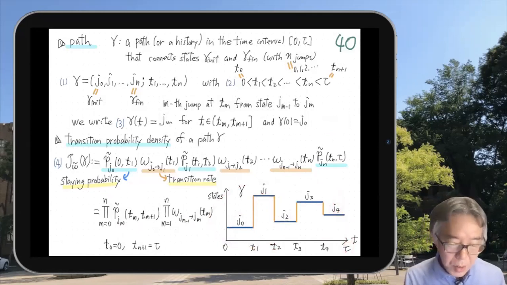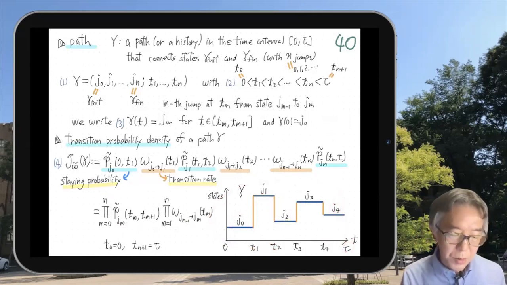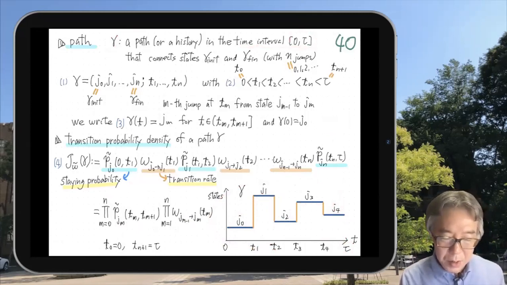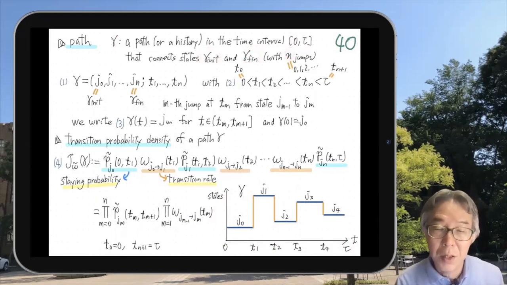Okay, and so here's the general description. So gamma, in general, is a path or history in the time interval from 0 to tau, and which connects the state gamma init and gamma final with n jumps. And n can be 0, 1, 2, ... any integer which is larger or equal to 0.